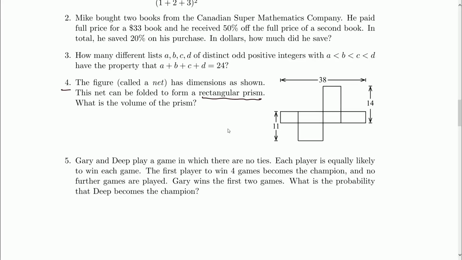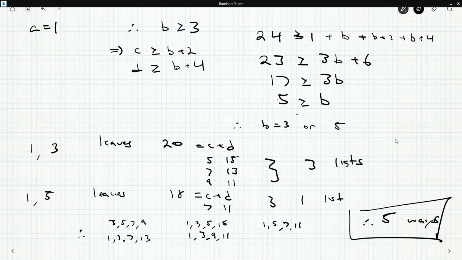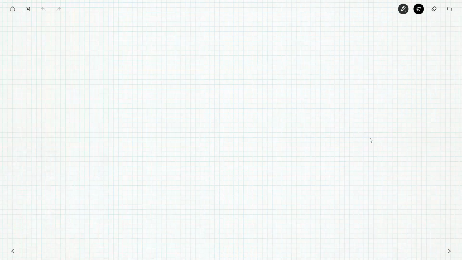So I think the key to this question is being able to understand how a 2D net can become a 3D solid. You fold it up and it becomes a 3D solid. So our net here, which I'll draw in a moment, forms a rectangular prism.